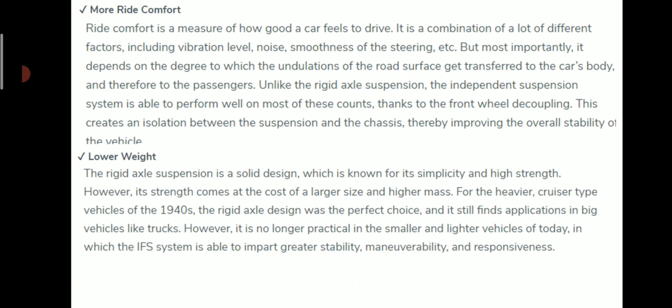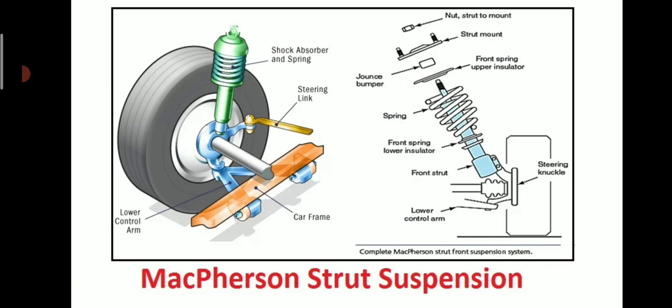Another advantage, lower weight. The rigid axle suspension is a solid design, which is known for its simplicity and high strength. However, its strength comes at the cost of larger size and higher mass. For the heavier cruiser type vehicles, the rigid axle design was the perfect choice and it still finds application in big vehicles like trucks. However, it is no longer practical in the smaller light vehicles of today. So in today's cars we will see the independent type of suspension system instead of dependent.